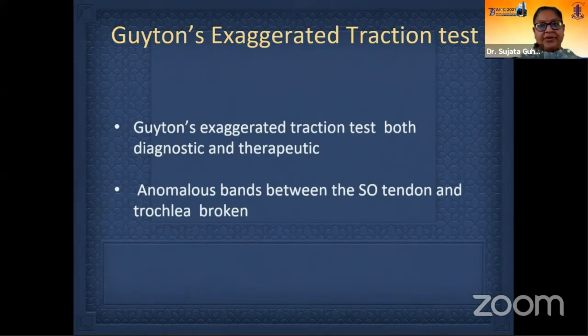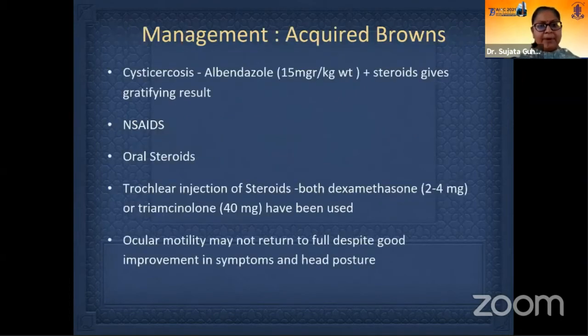Now, the exaggerated traction test can also be therapeutic along with its diagnostic value. And sometimes the anomalous bands between the superior oblique tendon and trochlea are broken during the traction test, and thus we can free the superior oblique. Now, acquired Brown's should be treated according to the cause. In cysticercosis, albendazole with steroids gives good results. In non-specific inflammation, we can try oral NSAIDs, oral steroids, but injection of steroids into the trochlear area, both dexamethasone and triamcinolone, have given good results.